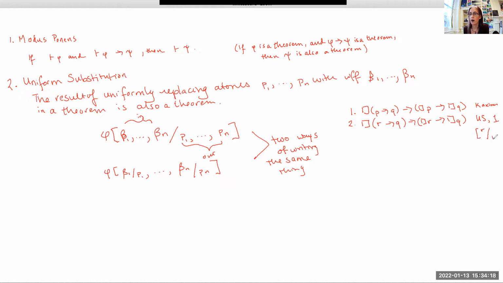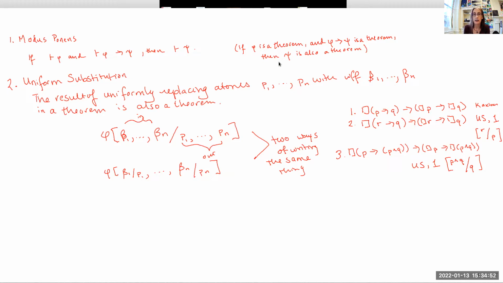And wherever you have P, you put R. But I can also substitute in something more complex. So for instance, this is also a theorem that I can write down. P implies P and Q, and necessarily P implies necessarily P and Q. So here, this is an instance of uniform substitution, again, on line 1, where I am substituting in P and Q for the single atom Q.